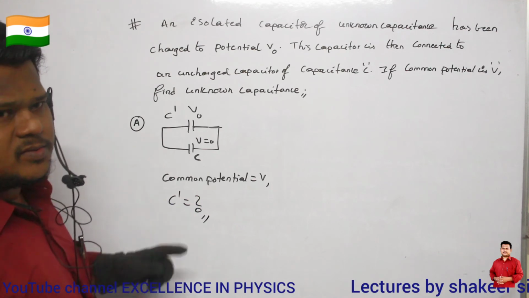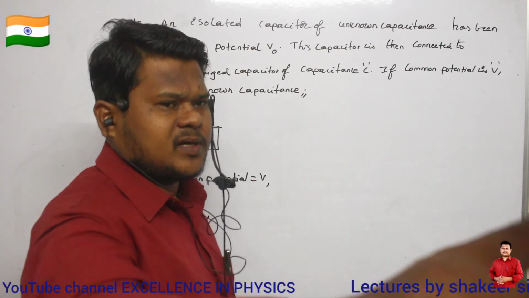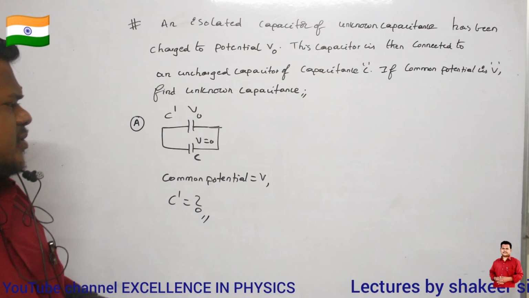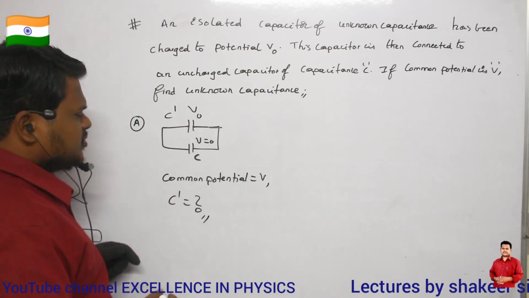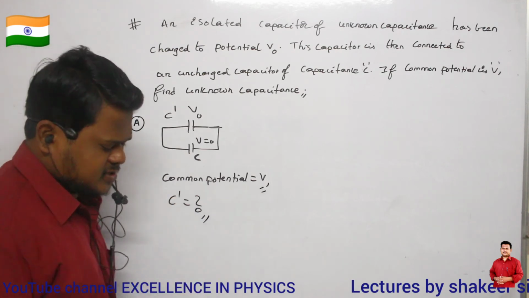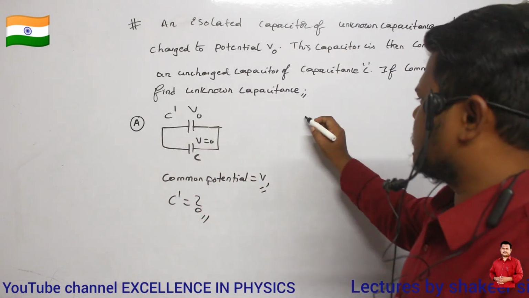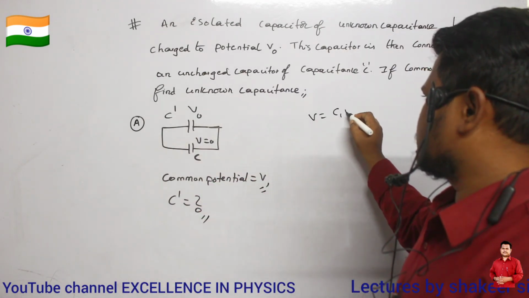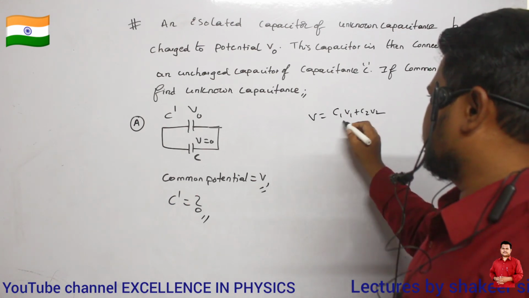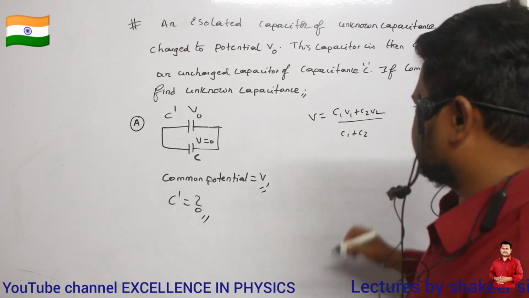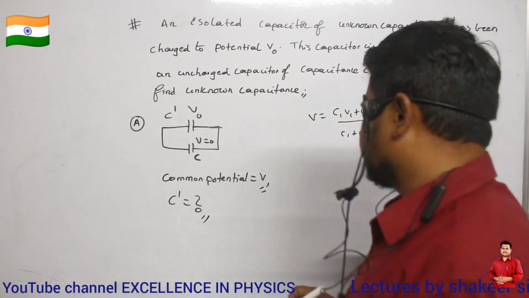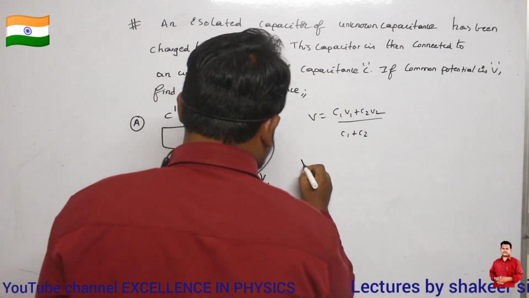So after connecting, what will happen? Potentials will get redistributed. Charges will get redistributed and we get a common potential. We have just studied the equation for common potential: common potential is equal to C1 V1 plus C2 V2 divided by C1 plus C2. So the common potential is already given as V.